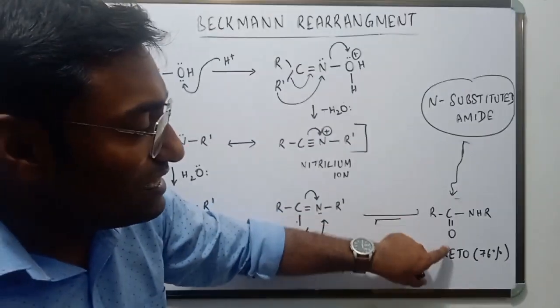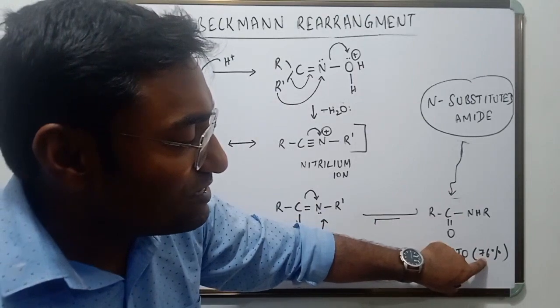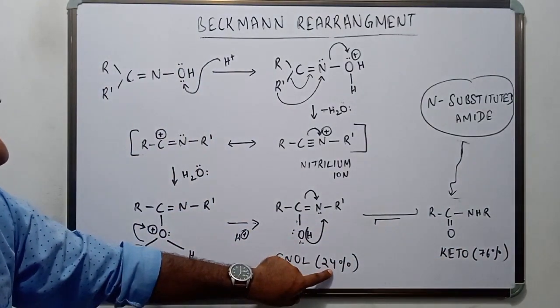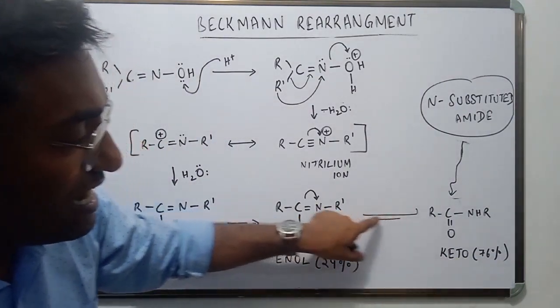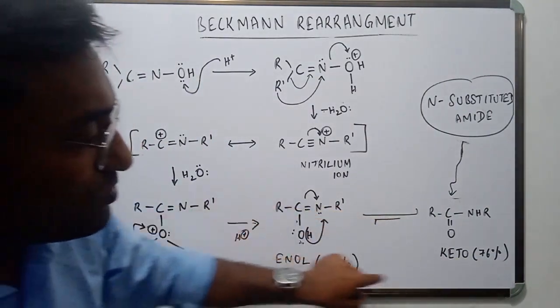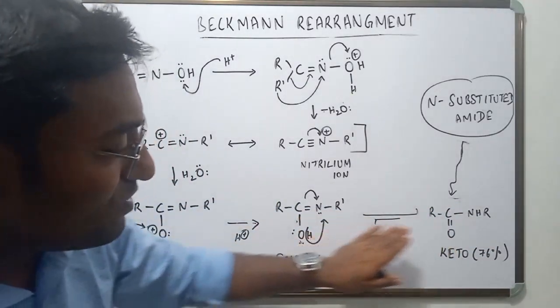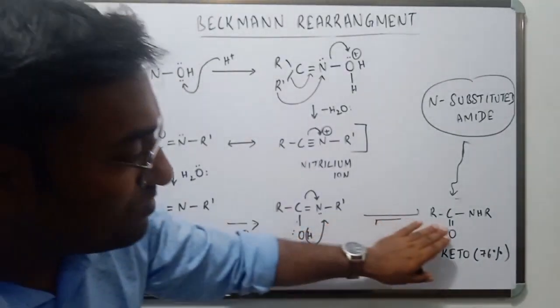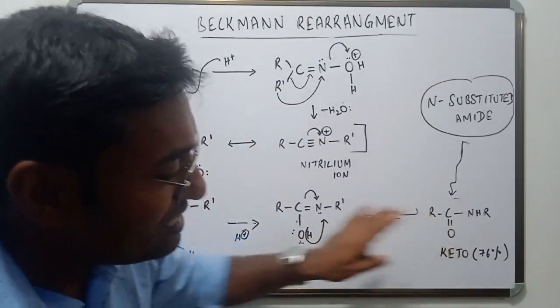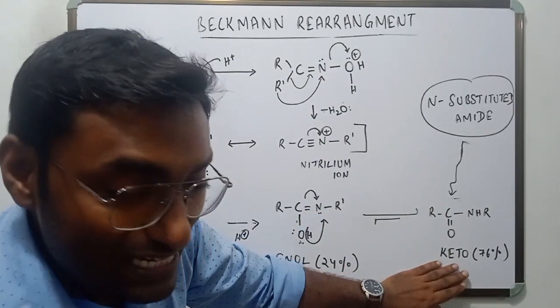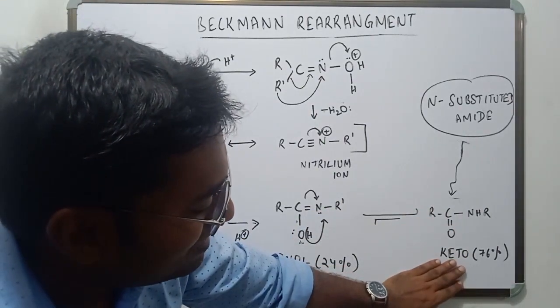Now the success is that the keto form is 76% in proportion and the enol form is 24%. They do interconvert at room temperature. They are tautomers. Tautomers are functional isomers. They have the same molecular formula. They are functional isomers that do interconvert among each other. And the interconversion is more towards the keto side. That is the success of the Beckmann rearrangement.